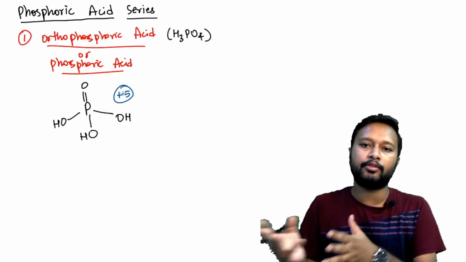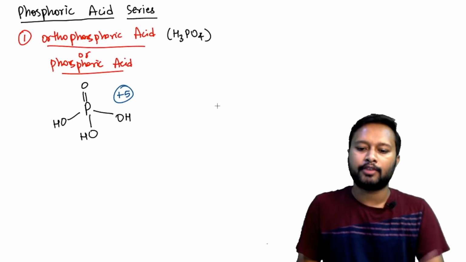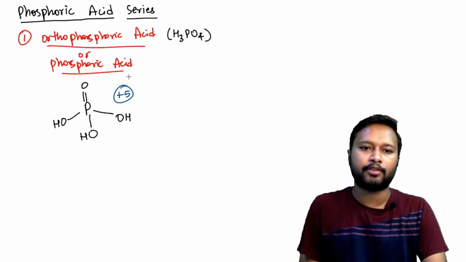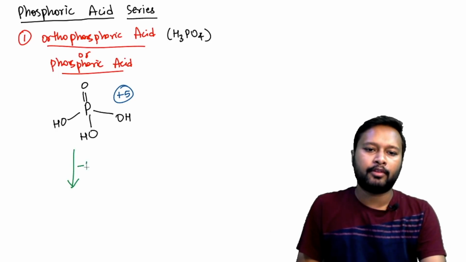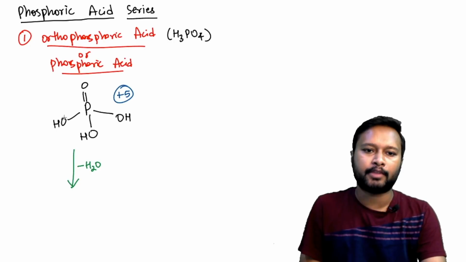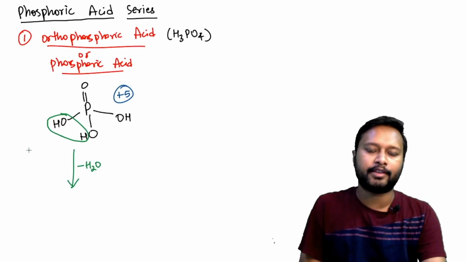Now with this we are going to derive the other derivatives of it. The first one which you can do is metaphosphoric acid. With the phosphoric acid, what I will do now is just remove a water molecule from here. How am I going to remove this water molecule? By taking this particular species. So I can just remove this part.